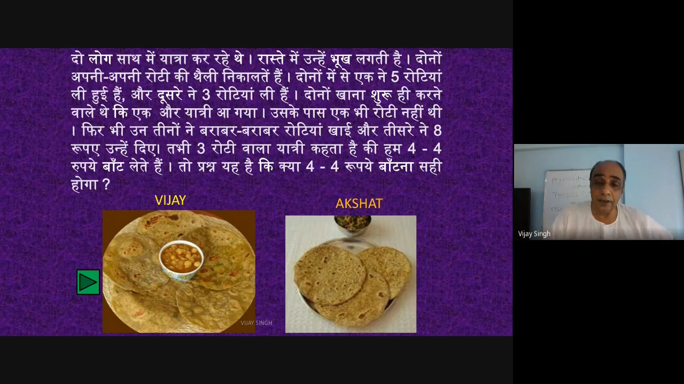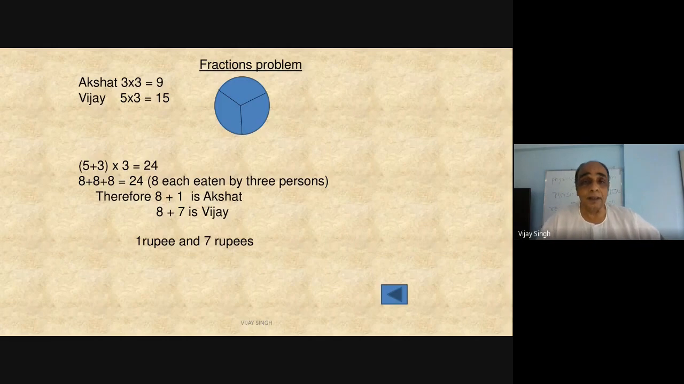And the answer is no. If you think about this answer, you take each roti, and this is a fractions problem, as I said, divided into 3 parts like a pizza slice. So Akshat has contributed 9 slices. Vijay has contributed 15 slices. Together they have 24 slices. They each eat about 8 slices. So Akshat has contributed 8 plus 1, 9, whereas Vijay has contributed 7. So the fair deal is 1 rupee for Akshat, 7 rupees for Vijay.